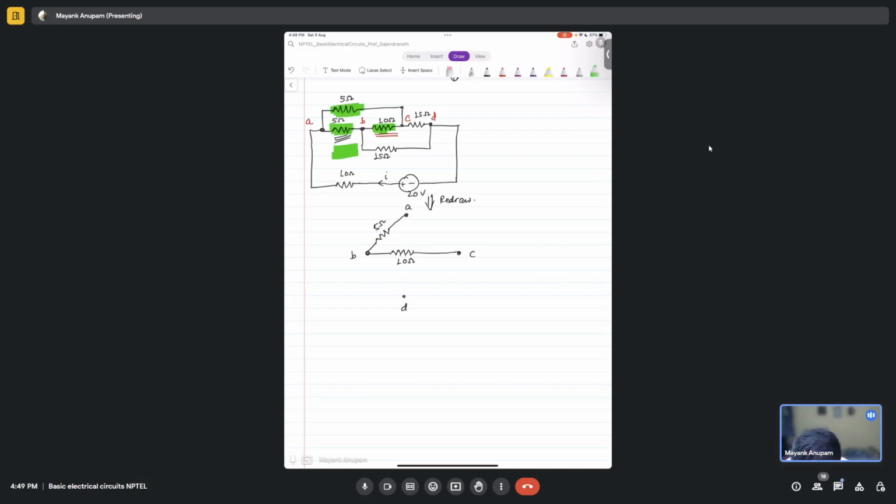Now let's take this other 5 ohm. It is connected between what? A and C, right? So let's connect it between A and C. So we have again 5 ohm here. So this is also sorted. Now let's take this one. This is between C and D, 15 ohms, correct? Let's connect it. 15 ohms connected between C and D, right? So this is also sorted. Now what about this? This is between B and D, 15 ohms. So let's connect it.